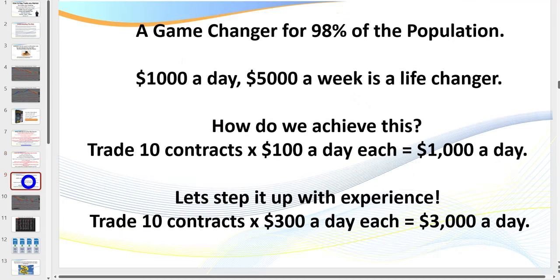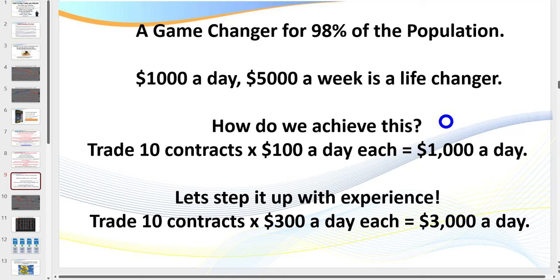Now first of all, most of you that see my videos, I talk about the income potential of day trading, but I also talk about having realistic targets. Why? As you gain confidence, you're also gaining competence, and it makes trading so much easier. So rather than having an unrealistic goal of earning 20% per day on your money, let's consider earning only $100 a day per contract. I would state, for the majority of the population globally, $5,000 a week would be a game changer. How do you achieve that? Trade 10 contracts at only $100 a day.